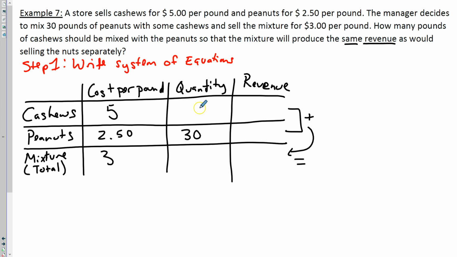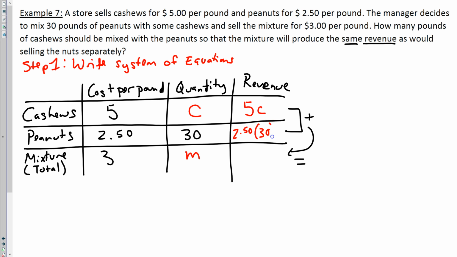I don't know the amount of cashews that we're selling, so that could be a variable. I'm going to call it C for cashews here. I also don't know how much of the mixture we end up with, so I'm going to call that M for mixture. And then revenue: how we find the revenue is you take your cost per pound and multiply it by the quantity of pounds. That's really common when we're doing this kind of table-based equation forming, that you multiply your two columns to generate a third column. So my cost 5 times the quantity C would yield a revenue 5 times C for our cashews. For the peanuts, I would do 2.50 times 30.